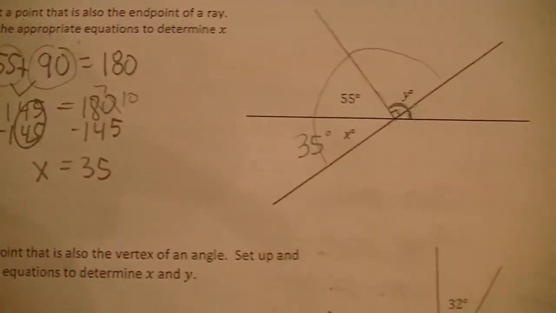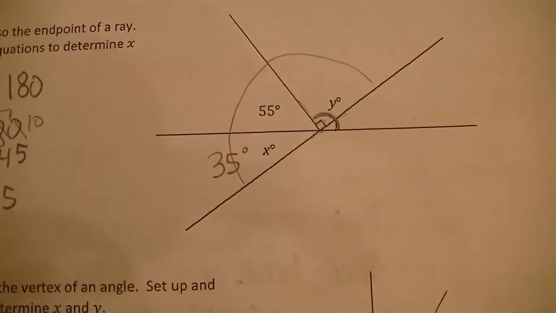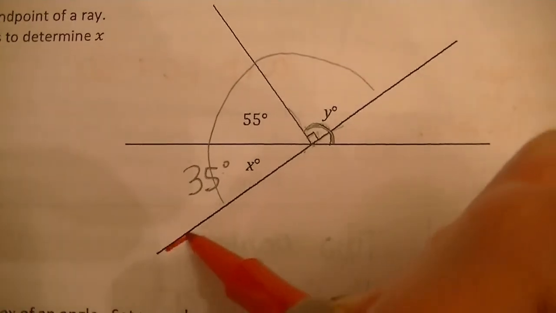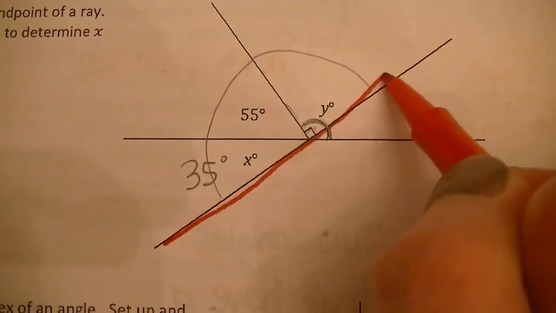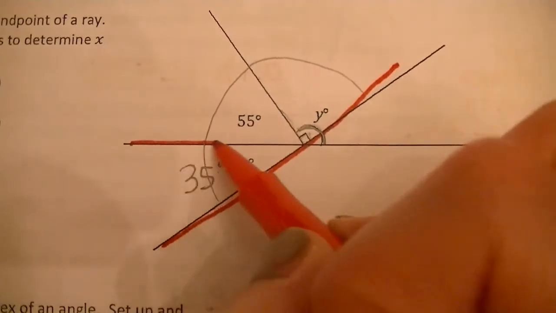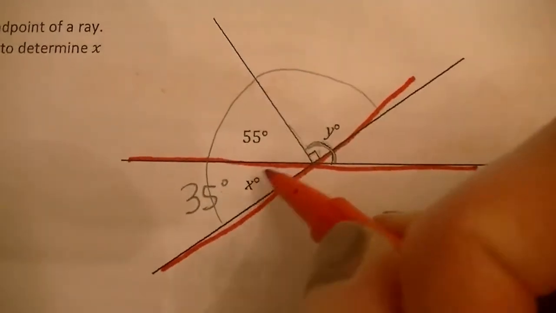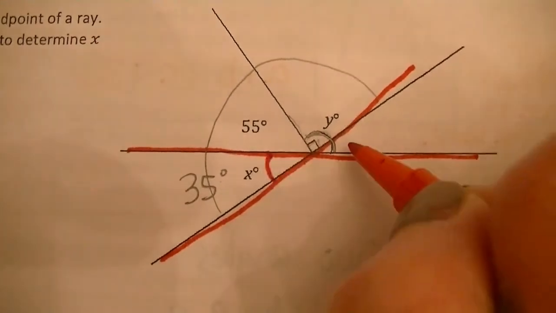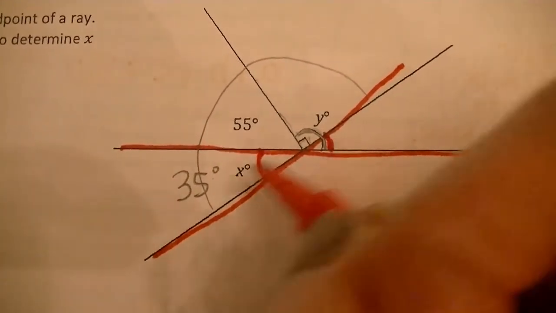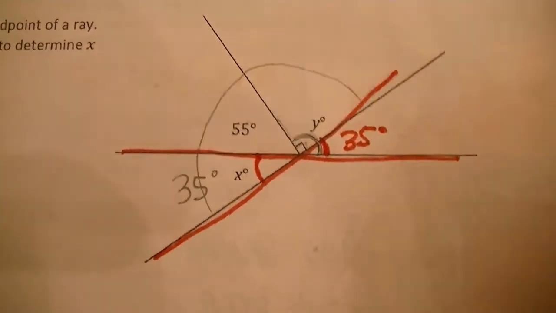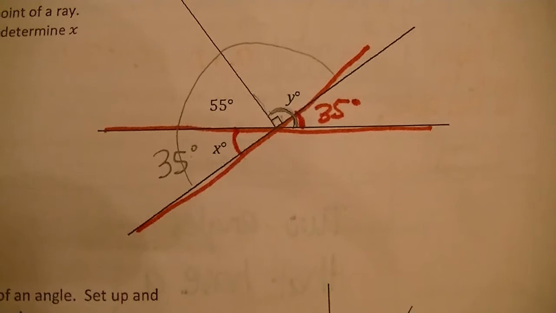All right. Now we've got to determine the value of y. So I'm going to go ahead and trace this to see if x is vertical to anything. See how it's straight? Here it's straight. Again, there's no little bends. And I see that, hey, this angle is vertical to this angle. So if this angle is 35 degrees, this one also has to be 35 degrees because vertical angles are congruent.